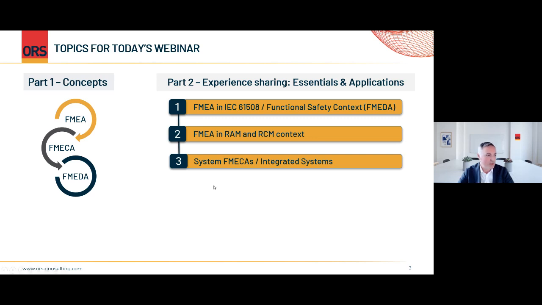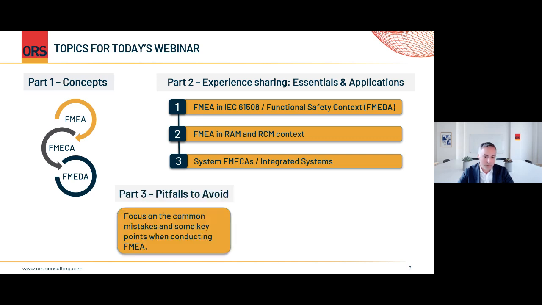The first one will be on the application of FMEA in the functional safety area. The second one will be about how we use FMEA and FMECA in the RAM and reliability-centered maintenance context. And the last part will be the system and integrated FMECAs. Thereafter, Neil, you are going to continue with some examples of the pitfalls and how we can avoid them with some examples and summary. And the last part will be the questions and answers from you.